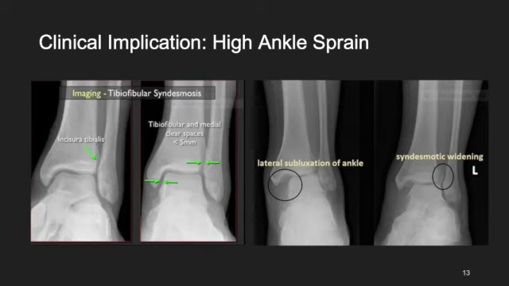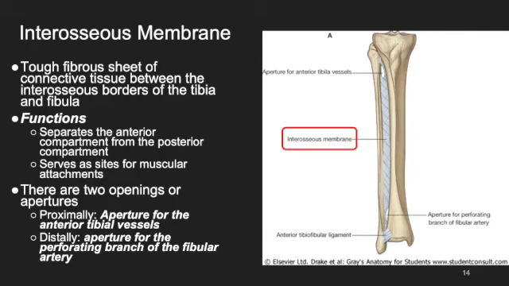So take a look at the right hand side of the screen, and what you can see is that tibia sits out a lot wider than what it should be. On the left hand side of the screen, we're seeing what a normal is. Right hand side of the screen, that is the radiographic description of a high ankle sprain.